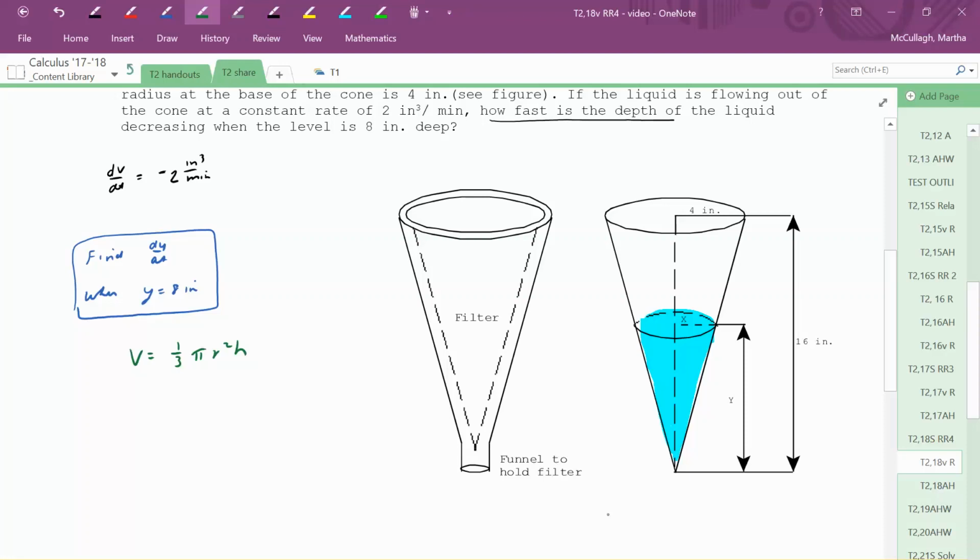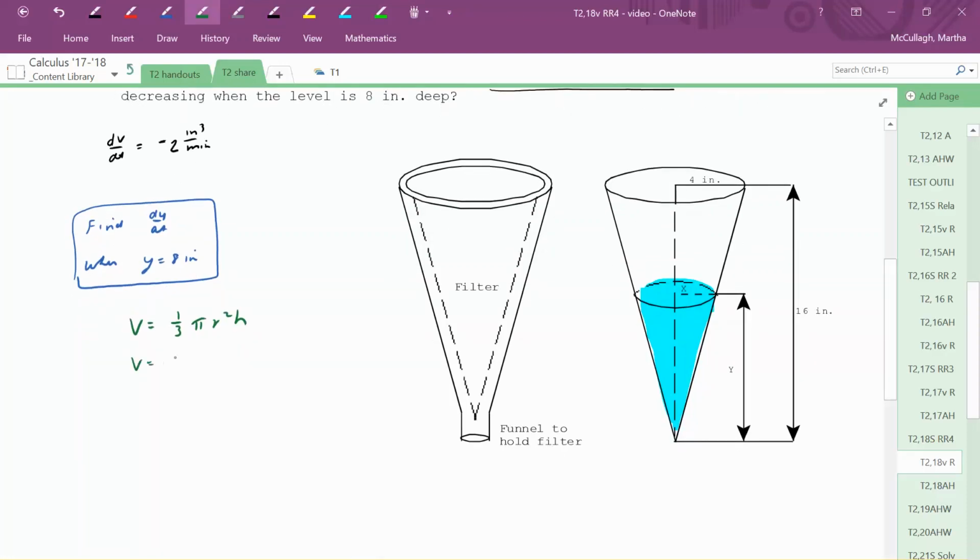The standard equation V equals 1/3 pi r squared h comes from a geometry book or a Google search. But we don't have r's and h's in our diagram, so we need to change it to the variables that we do have. So V equals 1/3 pi x squared, and the height of our liquid is y. Again, we want to use the x and the y because we're talking about the volume of our liquid, not the volume of the entire cone.